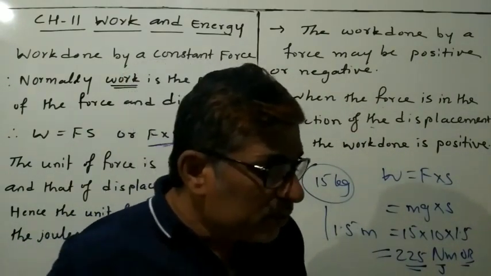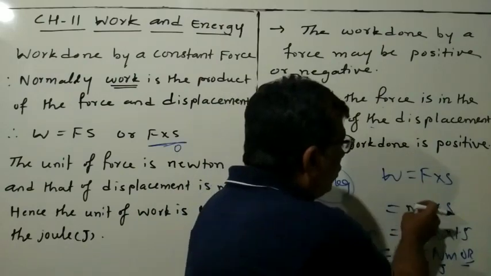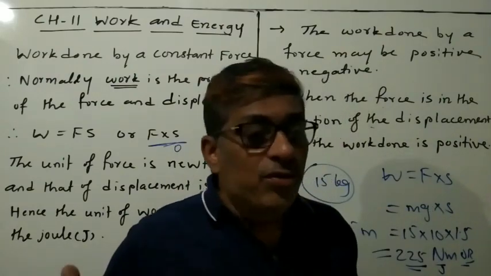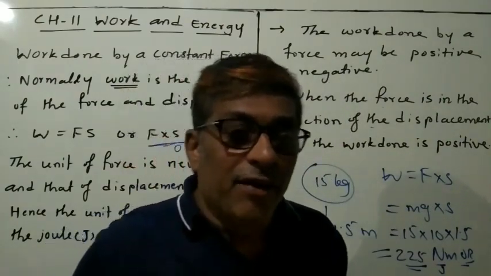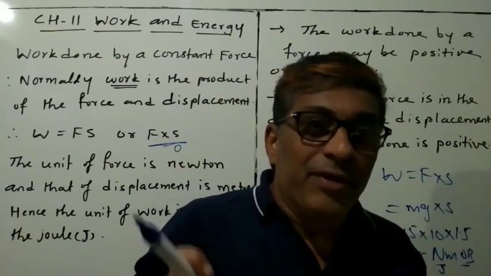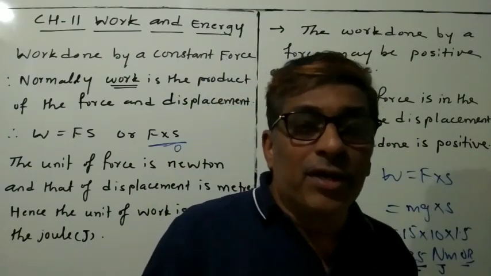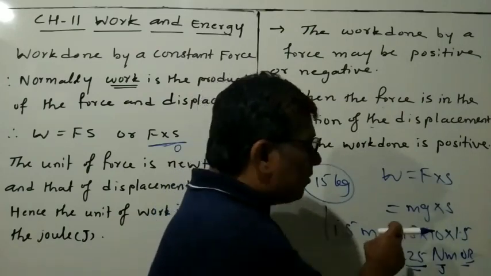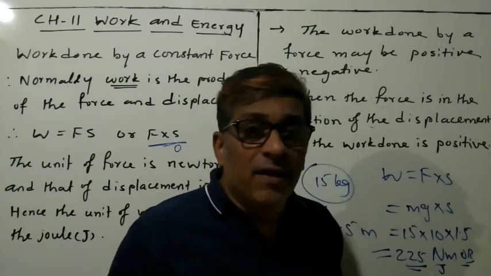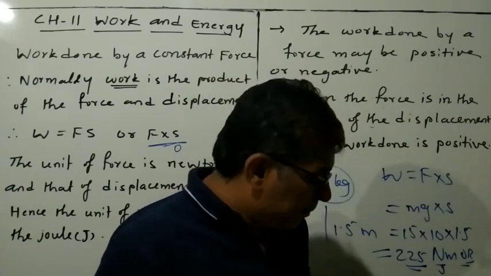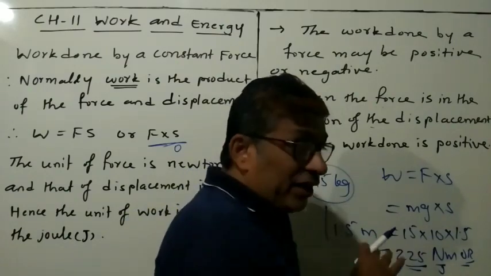Okay, got the idea now? Because you know that F is equal to mg, mass and gravitational force. The gravitational acceleration is 9.8 meter per second square, but sometimes we use 10, a round number. So in this way you have to find the calculation.